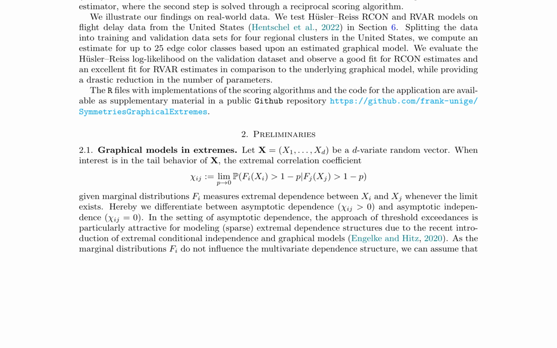The paper demonstrates the practical application of these models on real-world data, specifically flight delay data from the United States. The data is split into training and validation datasets for 4 regional clusters, and estimates are computed for up to 25 edge color classes based on an estimated graphical model. The Hüsler Reiss log likelihood is evaluated on the validation dataset, showing a good fit for ArCon estimates and an excellent fit for RVAR estimates compared to the underlying graphical model, while providing a significant reduction in the number of parameters.